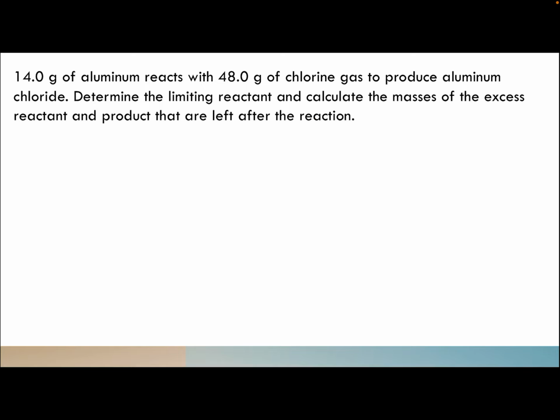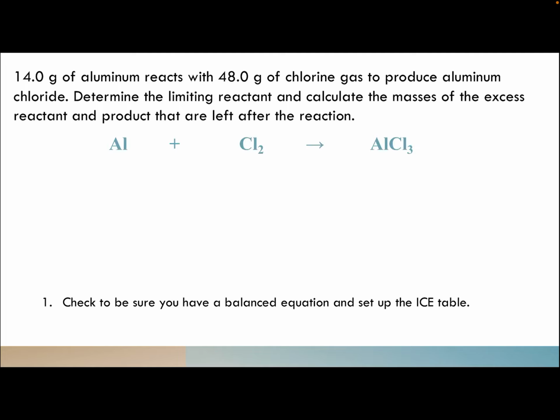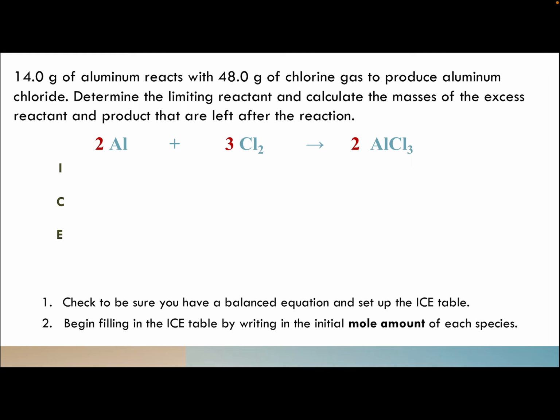So 14 grams of aluminum reacts with 48 grams of chlorine gas to produce aluminum chloride. Determine the limiting reactant and calculate the masses of the excess reactant and product that are left after the reaction. So our first step, check to make sure you have a balanced equation and set up your ice table. So we have aluminum reacting with chlorine. Again, remember chlorine is diatomic because it shows up in Hofbrinkel, and it produces aluminum chloride. We'll go ahead and balance it and set up our ice table.